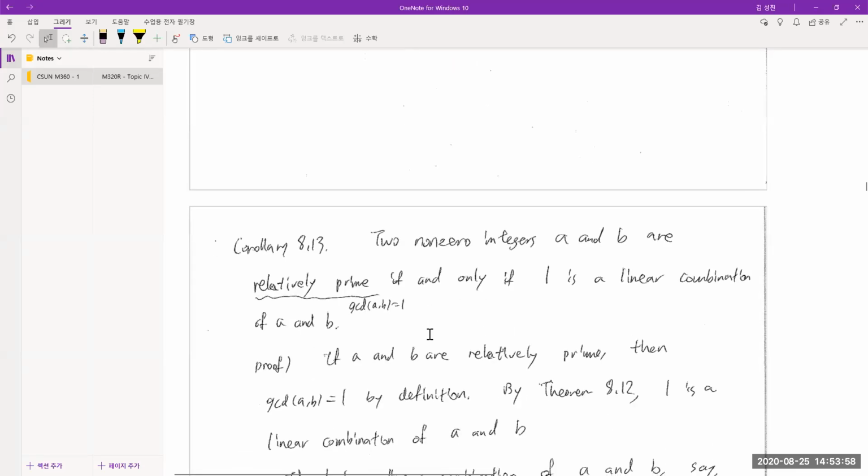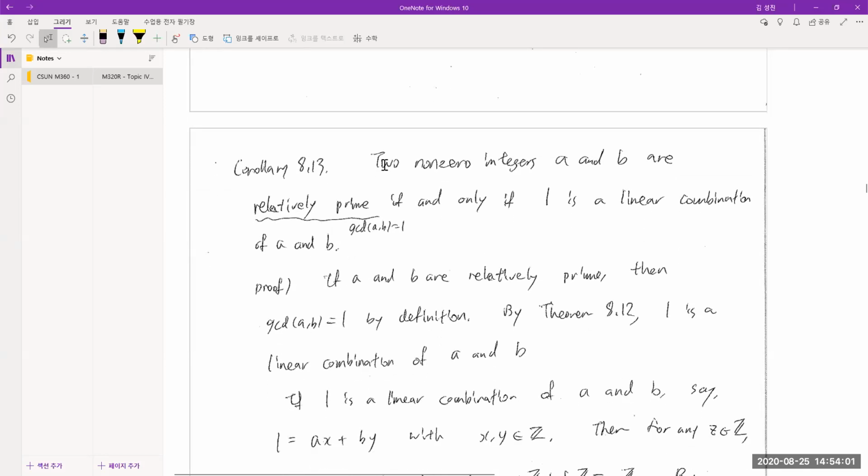Corollary 8.13 here is, if we have two non-zero integers a and b, they are relatively prime, so relatively prime means the GCD equals 1, if and only if 1 is a linear combination of a and b. Having proven Bézout's identity, this should be clear now. If a and b are relatively prime, then GCD(a,b) is 1 by definition. So 1 is a linear combination of a and b by Bézout's lemma.